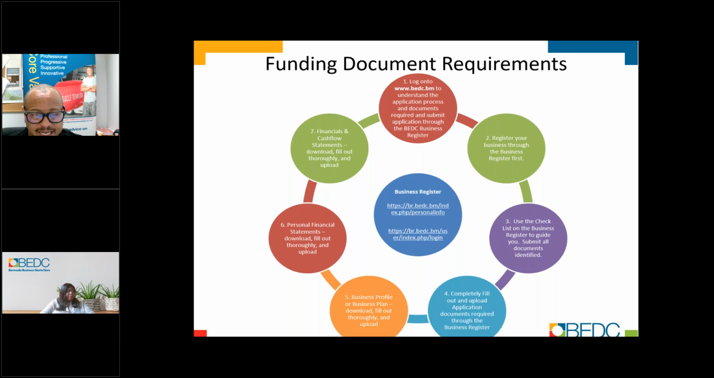So one of the key documents is the business profile or business plan. So you would fill that out and download that. Personal financial statements, download, fill it out, and upload, and then financials and cash flow statements, which would then be uploaded as well. We're going to go through each of those phases, but the point is each of those is an important part of our documentation before we can begin the processing of those particular requests.